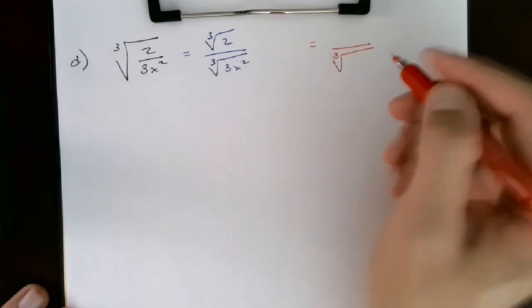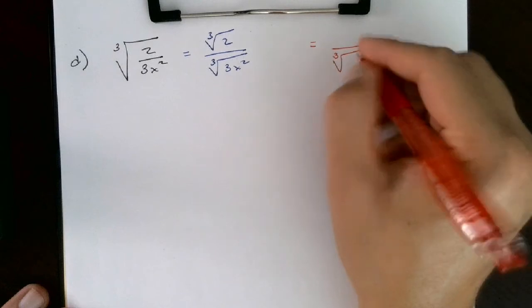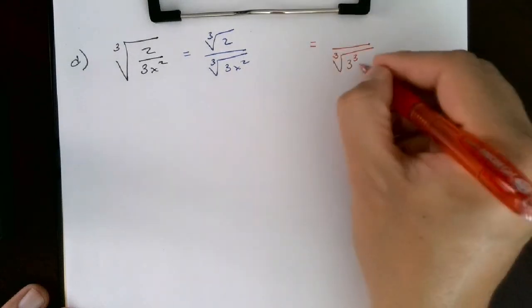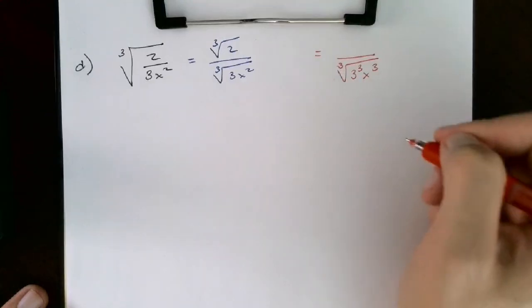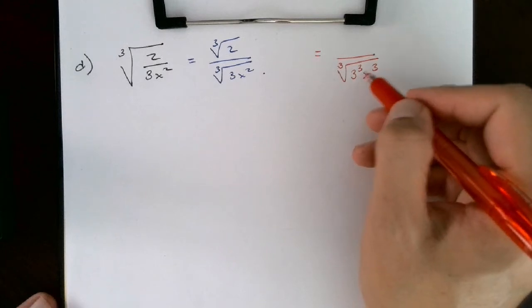So I need the cube root of, well, think about what I want. I want this 3 to be something to the third power, so I'll call this 3 to the third here, and I want x squared to be something in the third power, so I want this to become x to the third. And then you just have to ask yourself, okay, what do I multiply this by to get to 3 to the third x to the third?